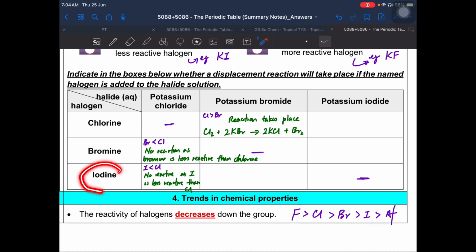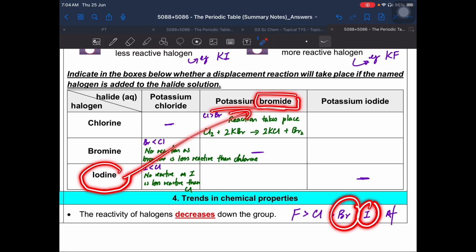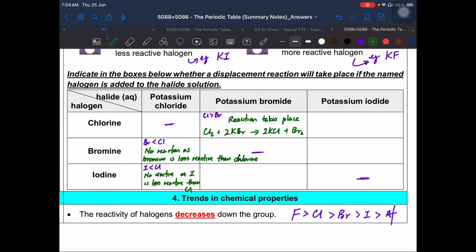Right, so likewise, if you take iodine compared to potassium bromide, looking at the reaction between this iodine and this bromine, you realize that once again, not possible because iodine is less reactive than bromine. So what it means is that no reaction as I is less reactive than Br, so cannot do any displacement. Right, same logic, apply this and do it for yourself.